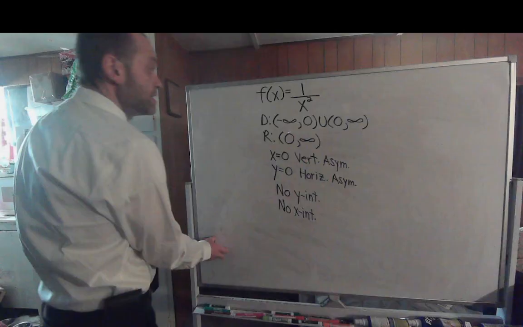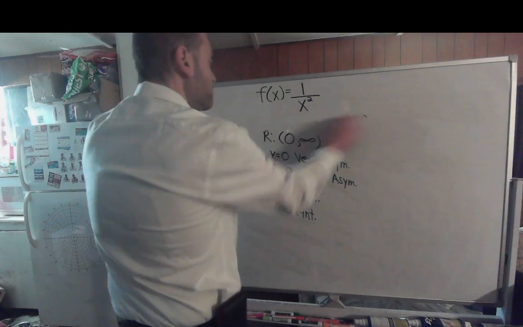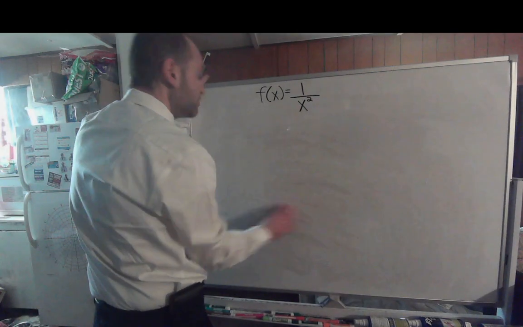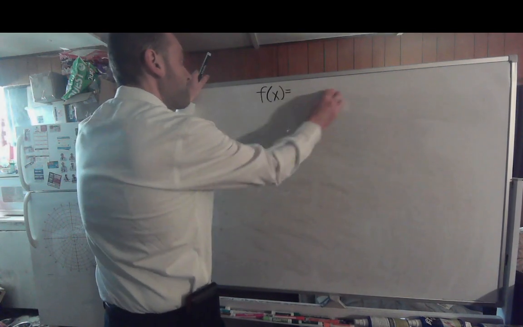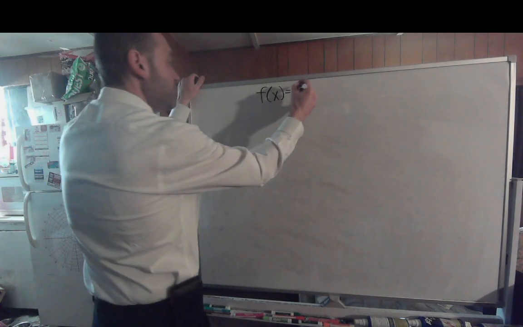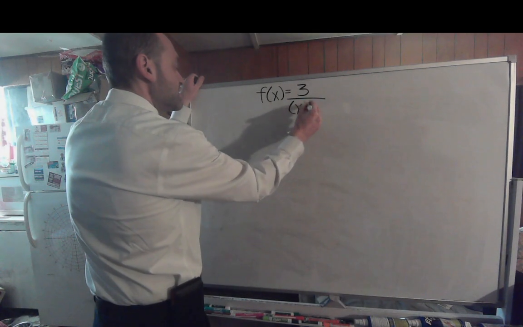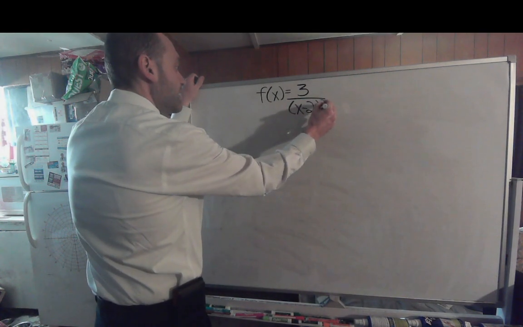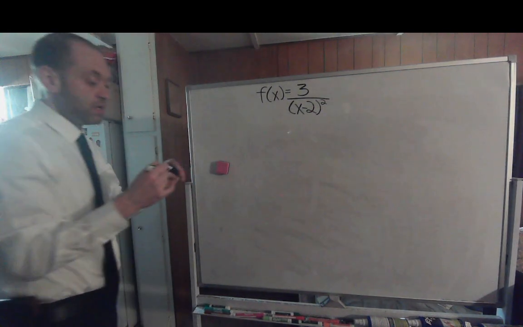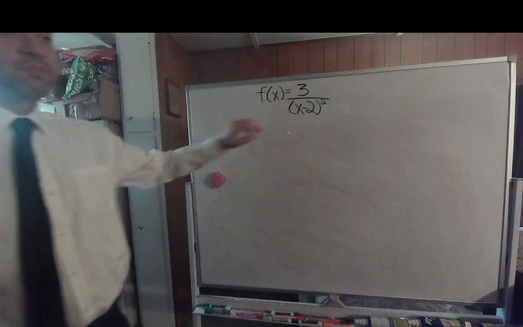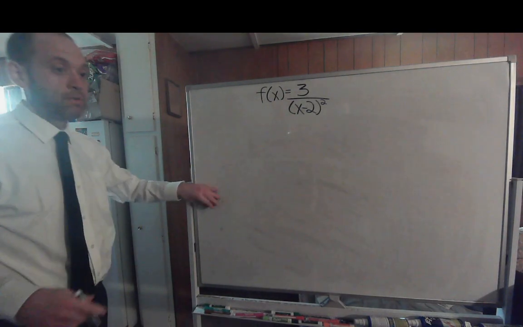All right, one more of this type. Then we're going to do some other types of shifts. All right, we have f of x equals 3 all over the quantity of x minus 2 squared. So we have f of x equals 3 over (x minus 2) squared.